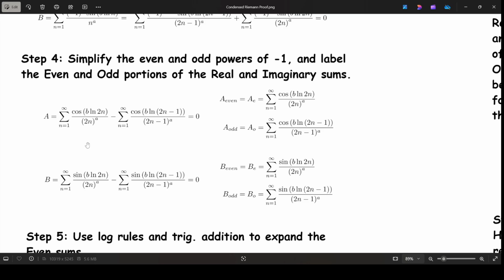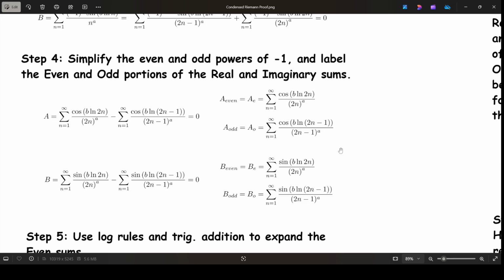that the real part is equal to this even part minus its odd part, and this will be important in a little bit. And the imaginary part is its even part minus its odd part. And they're basically the same thing, except the real part is in cosines and the imaginary part is in sines. Okay, great. So we need both of these to be 0.